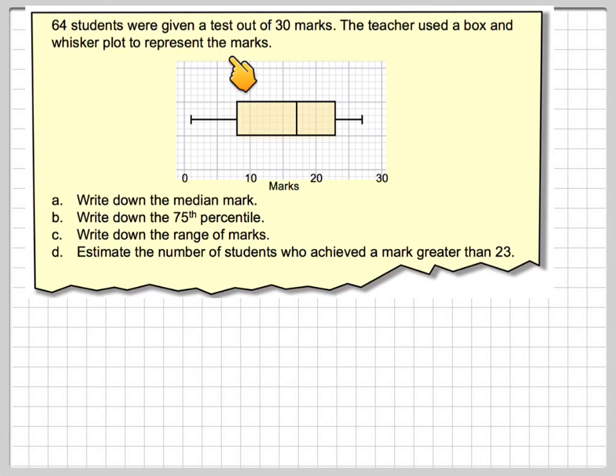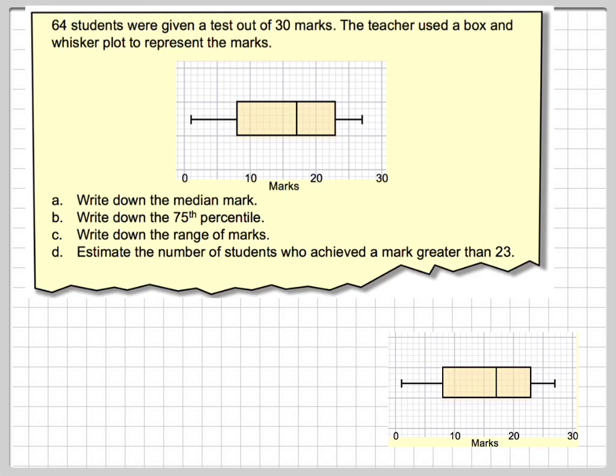64 students were given a test out of 30 marks. The teacher used a box and whisker plot to represent the marks. So here we have the marks from 0 to 30. We're asked to write down the median mark, write down the 75th percentile, write down the range of marks, and estimate the number of students who achieved a mark greater than 23.